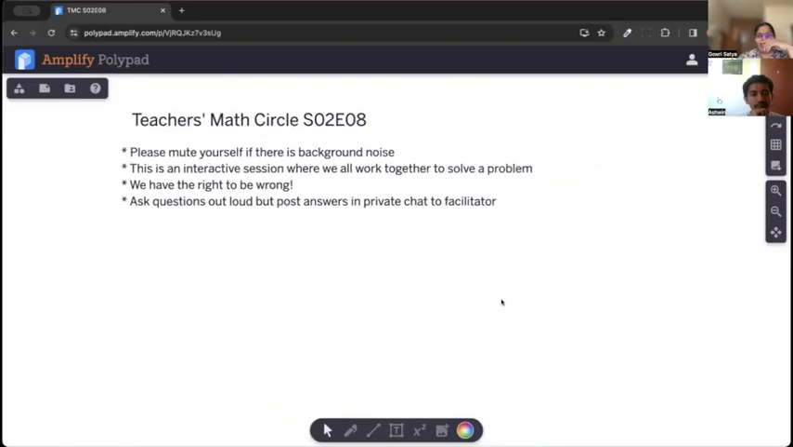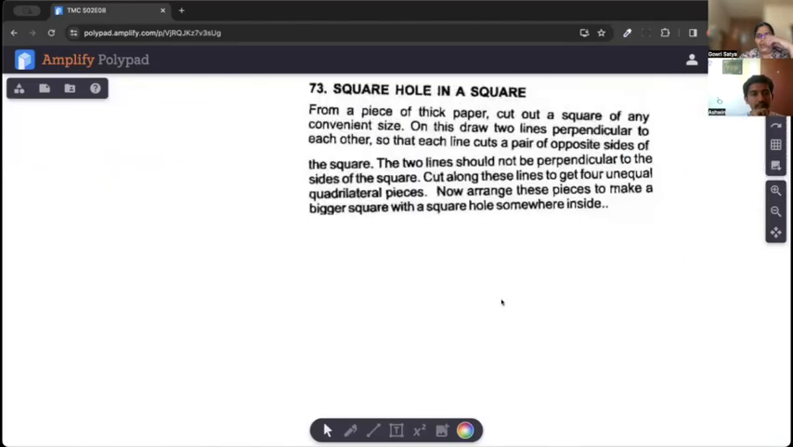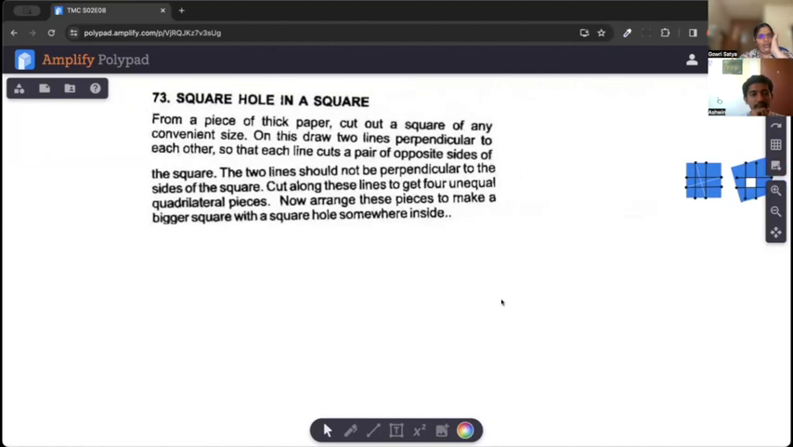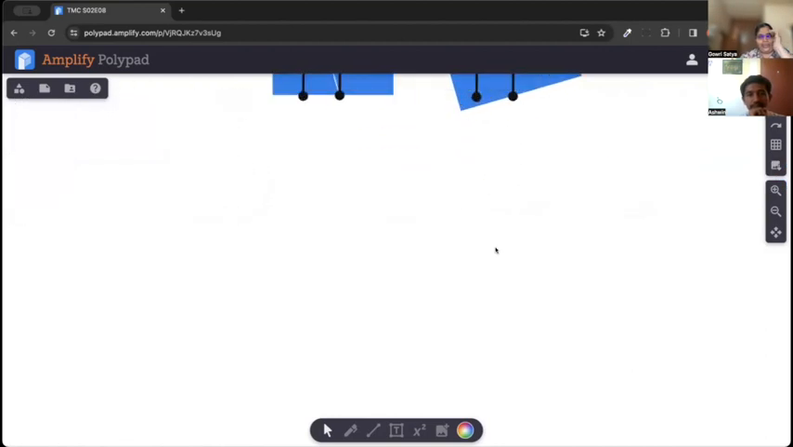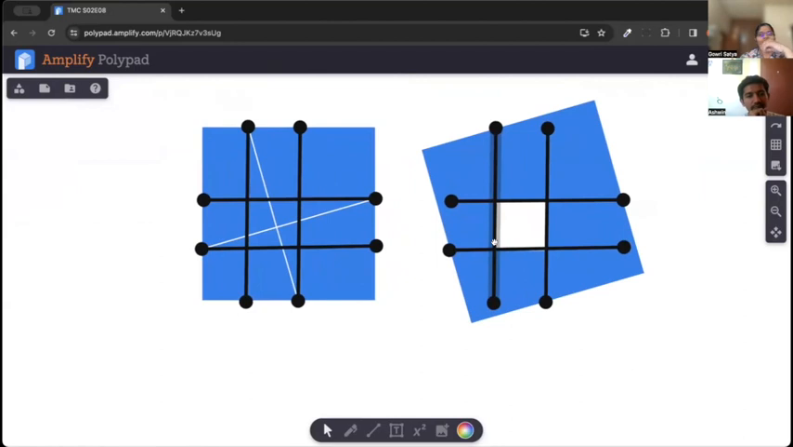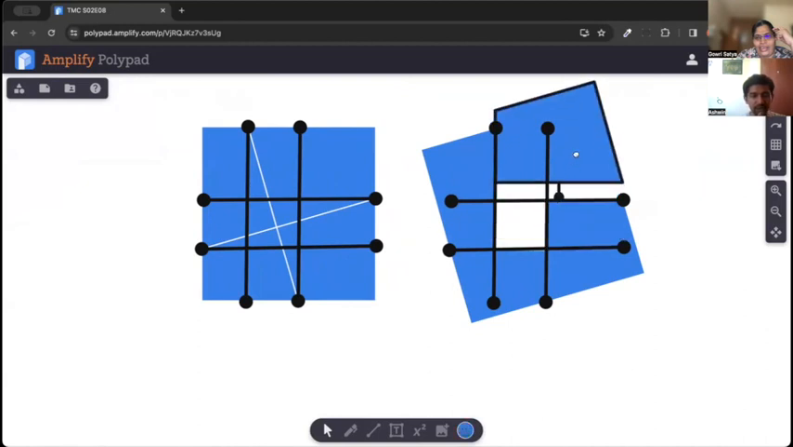So for the square hole in a square, no? So I did this. Did you do something similar? Yes, this was also something that I saw in between. The observation is that in that smaller square, the pieces over there would be proportional to the pieces in the big square.